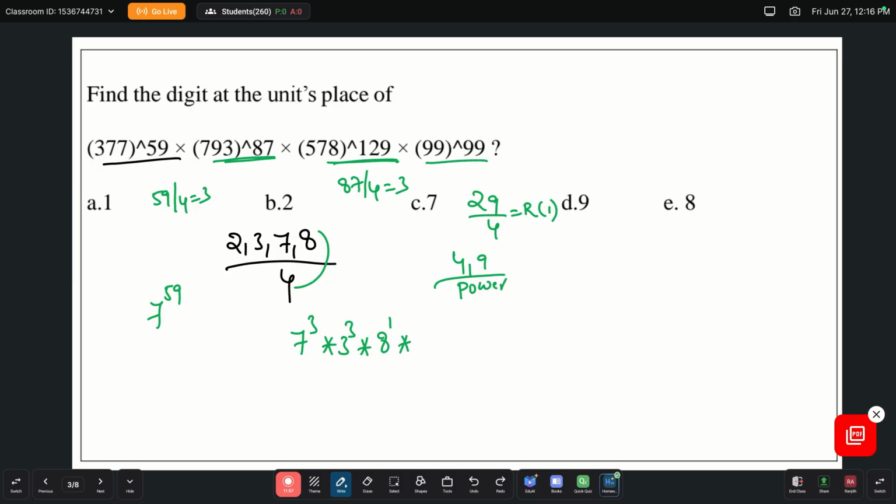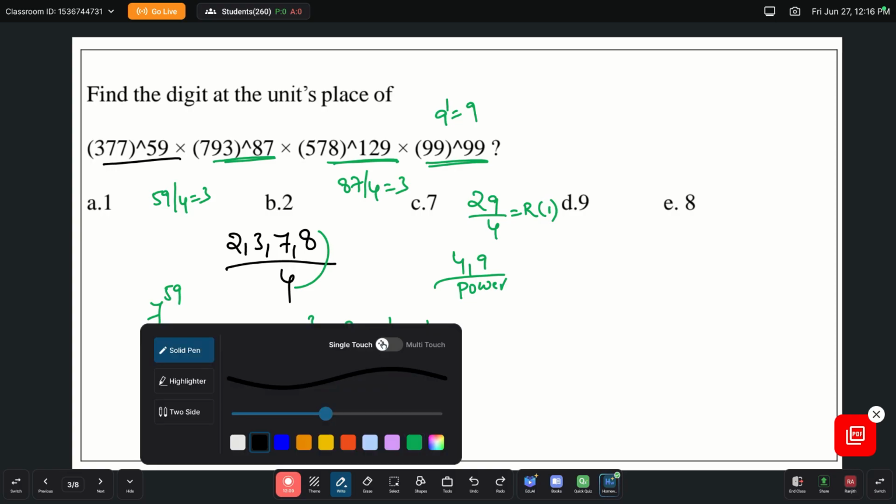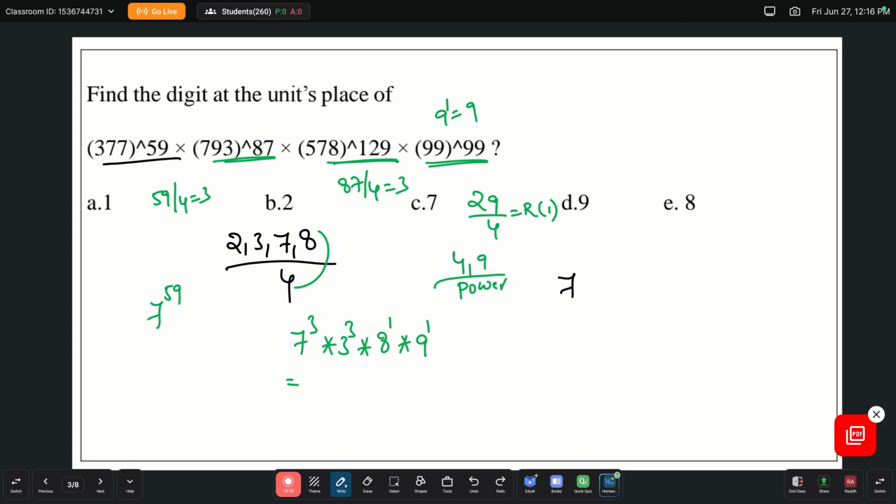So again we can write 3 cube into 8 power 29. In 8 also we have, after 4 steps we are having the repetition. 29 divided by 4. Remainder will be equal to 1. So that will be equal to 8 power 1. Next 9. In 4, 9 we need to check power is even or odd. Here 9 power odd is there, so 9 power 1 equal to 9.